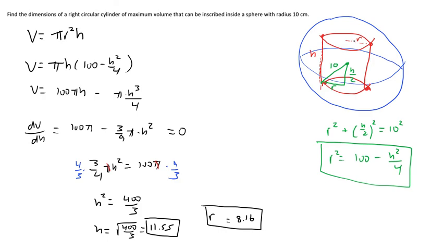And these numbers do work out, because we know that the radius of the big sphere is equal to 10, so from here to here should be 10. That tells us the radius of this cylinder has to be less than 10, and yes, 8.16 is. And the height, 11.55, is good as well. So this right circular cylinder with a radius of 8.16 centimeters and a height of 11.55 centimeters, inscribed in this sphere, would be the cylinder with the largest volume.